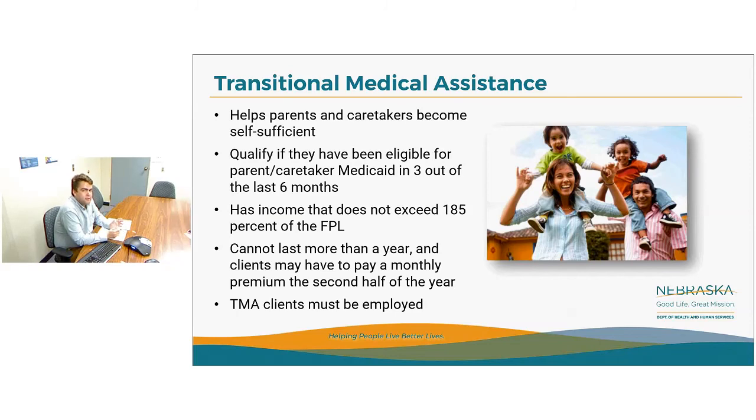You qualify for Transitional Medical Assistance, or TMA for short, if you would otherwise have been eligible for Medicaid in 3 of the last 6 months, besides income, but your income is still less than 185% of the federal poverty level. So for that year, Medicaid can help you with your medical expenses. And if you're on it for more than 6 months, you'll pay a monthly premium to stay in that. TMA clients do have to be employed to be eligible for that program. I believe that's one of the only Medicaid programs that we have that requires employment.